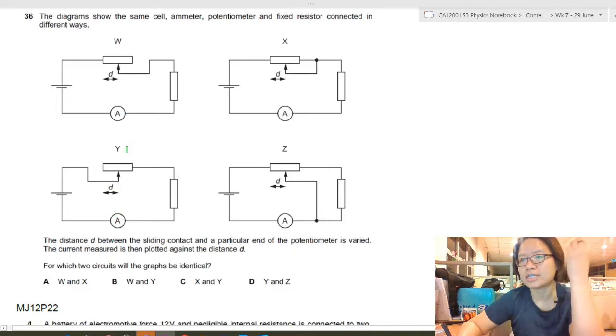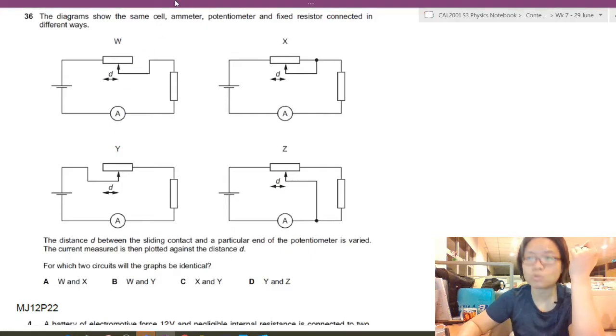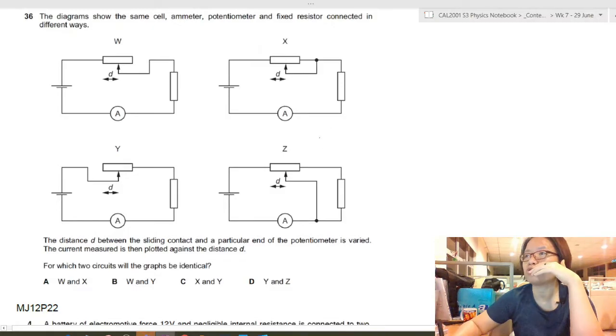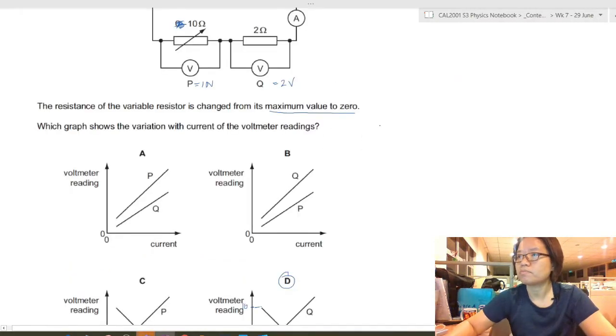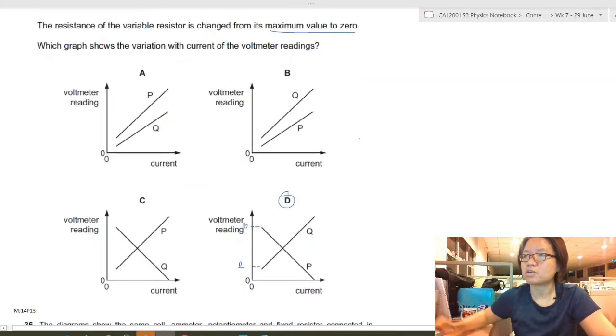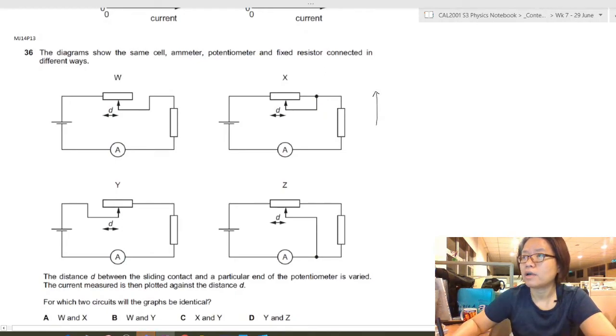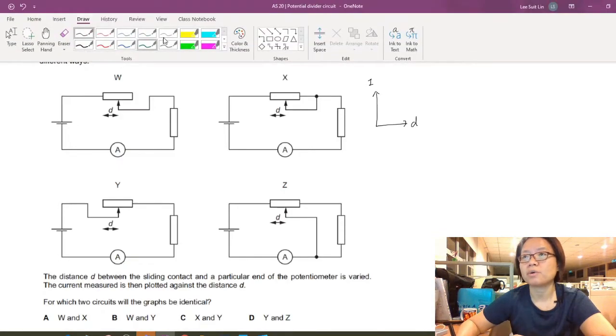Current measured is then plotted against the distance D. Which two circuits will have identical graphs? Okay, so basically right now I'm going to draw a graph of my straight lines, very bad. I'm going to draw a graph of the ammeter reading against D. So basically I'm looking at how the current changes. So let's examine the circuit one by one.